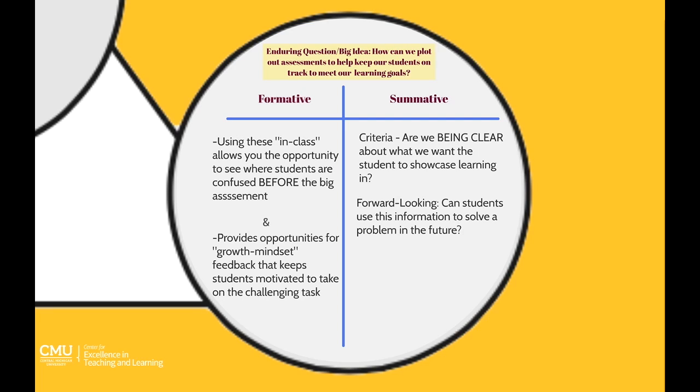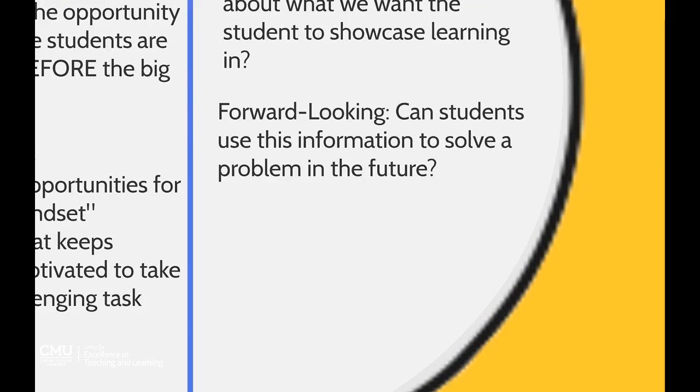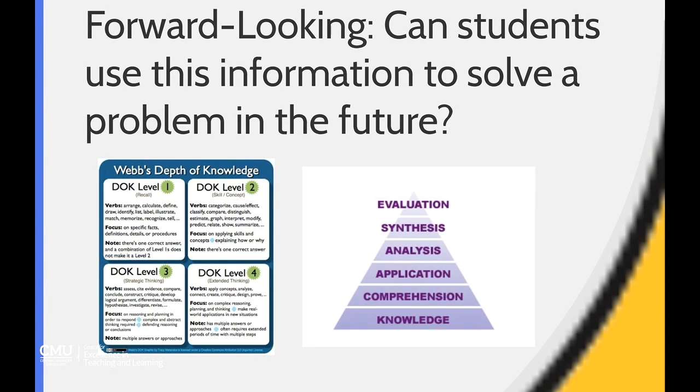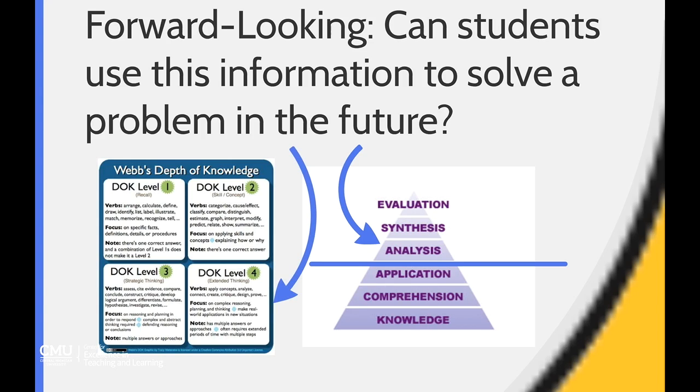And then finally, thinking about forward-looking instead of backward-looking. Can students use this information to solve a problem in the future? That's forward-looking assessment. In this case, yes, this assignment was a forward-looking assignment. And to be honest with you, if we look at Webb's depth of knowledge or Bloom's taxonomy, we can see that, yeah, this definitely is above analysis, synthesis, evaluation, right? This is definitely in one of those categories. And when we talk about Webb's depth of knowledge, it was definitely in level 3 and somewhat at level 4.